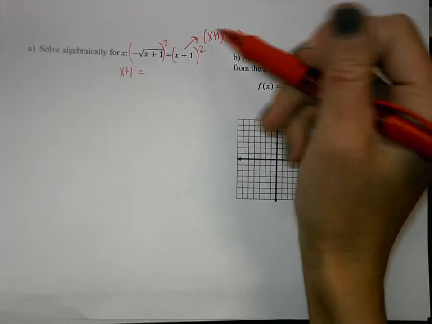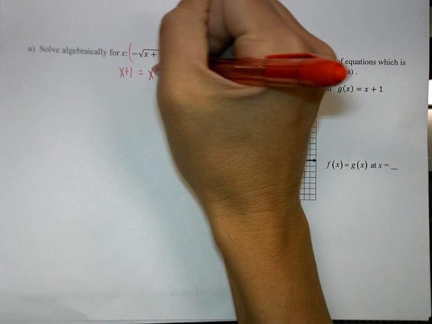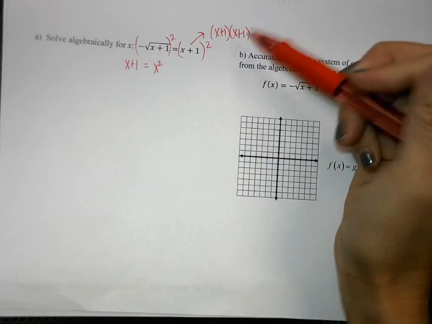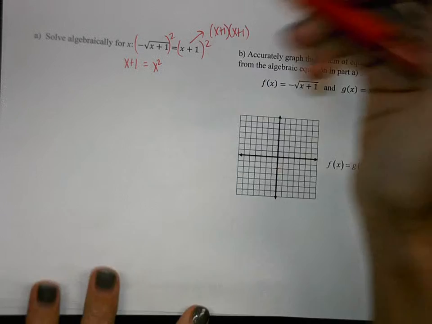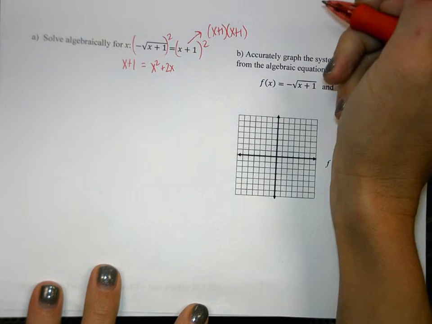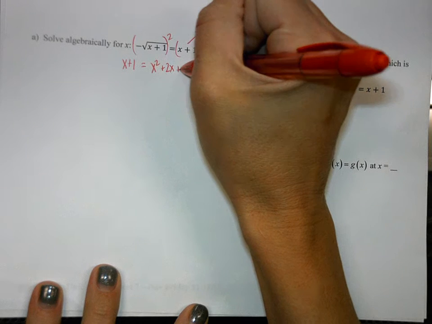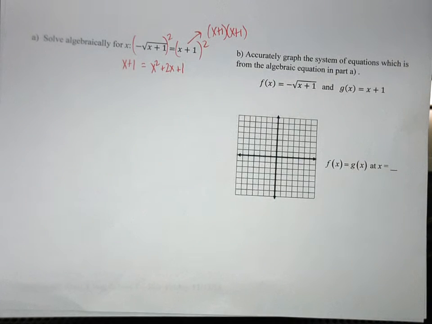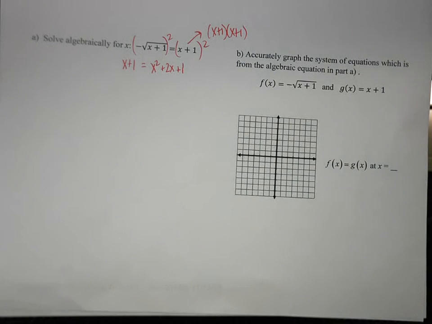You might be able to do this in your head, but it becomes x squared, and then 1 plus 1 equals what? 2. So that's plus 2x, and then 1 times 1 equals 1. So plus 1. Okay, are there questions?